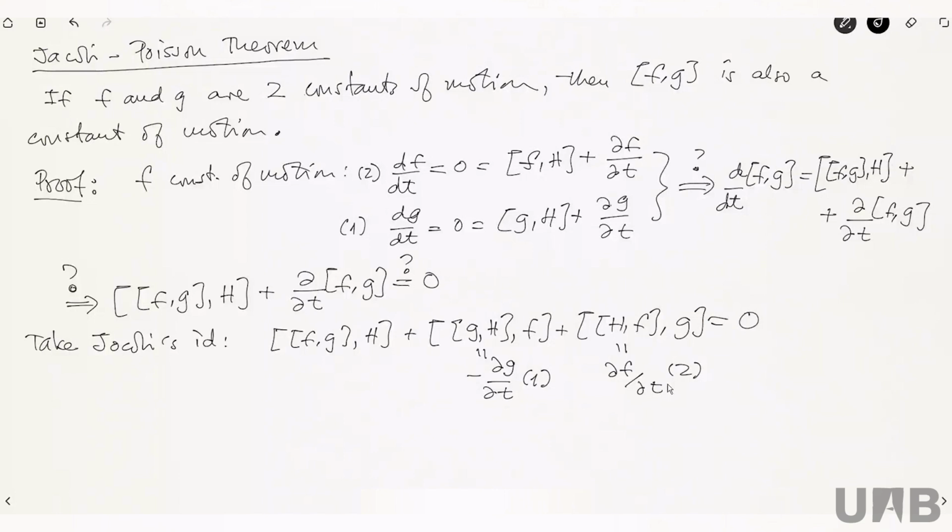Okay, so that means that the 0 of the Jacobi identity is nothing but the Poisson bracket of f and g with h, so that's the first term. Now plus the derivative of f with respect to t times g minus the derivative of g with respect to t with f, right, with f. So this has to be 0.